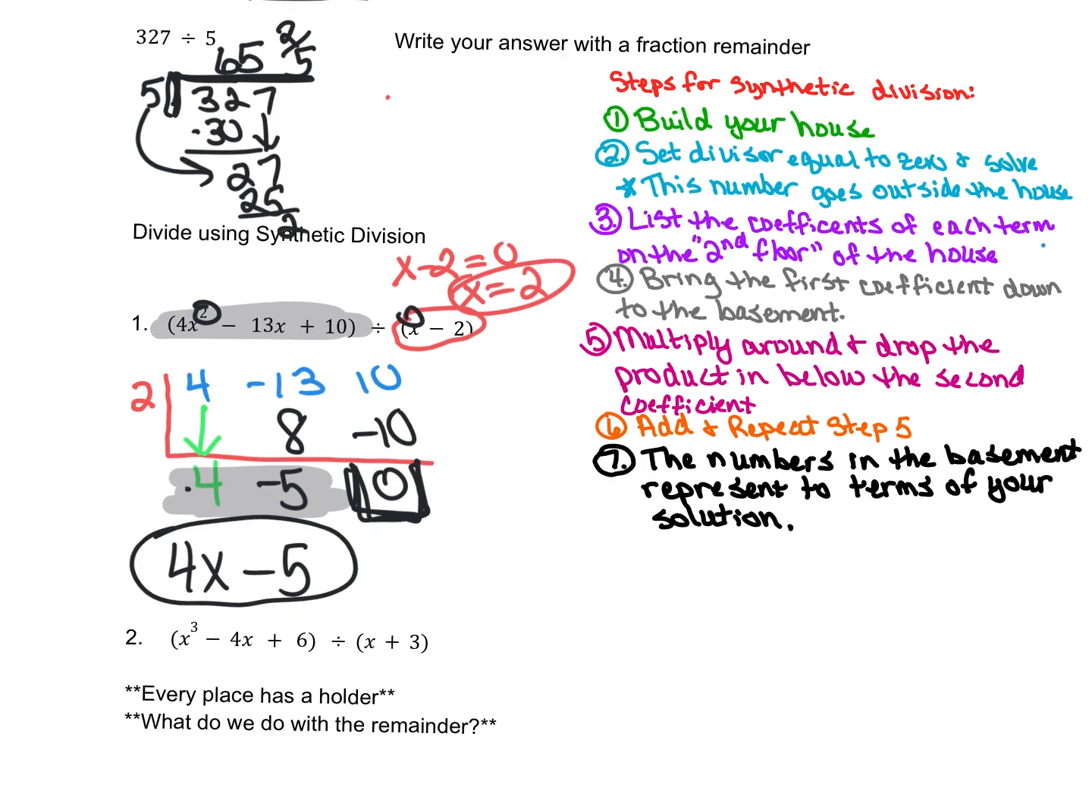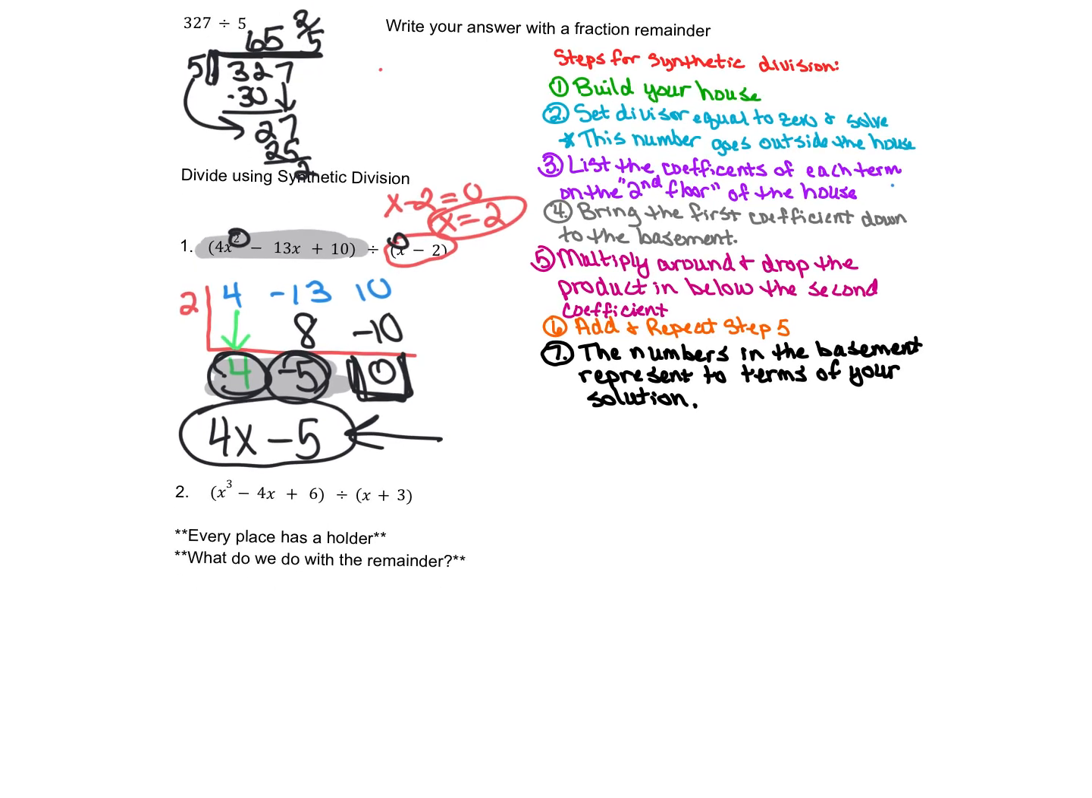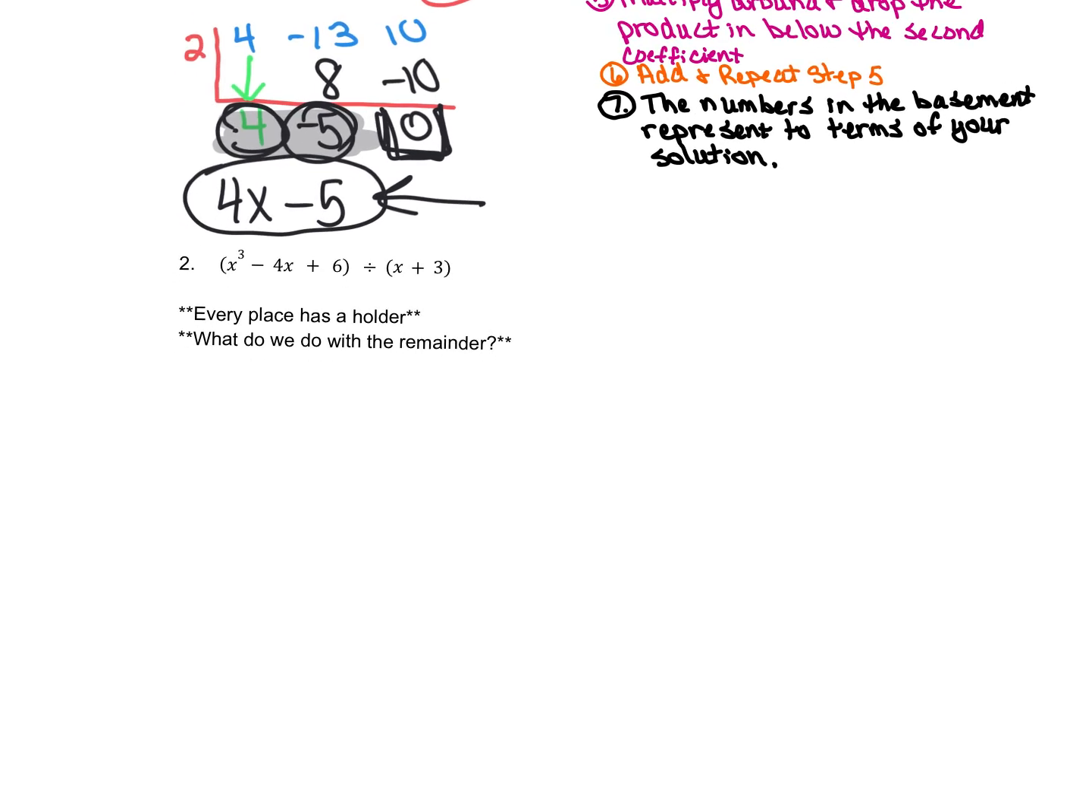Okay, so let's try one that's got a little bit more involved going on with it. So like I said, just a reminder that these numbers that are down here in the basement represent the numbers that are going to be for your answer. And again, I got 4x instead of x squared because I had 4x and I divided out an x, which means I'm going to have 1x less. So instead of a second power, I'd have a first power. Okay, so let's look at this one.